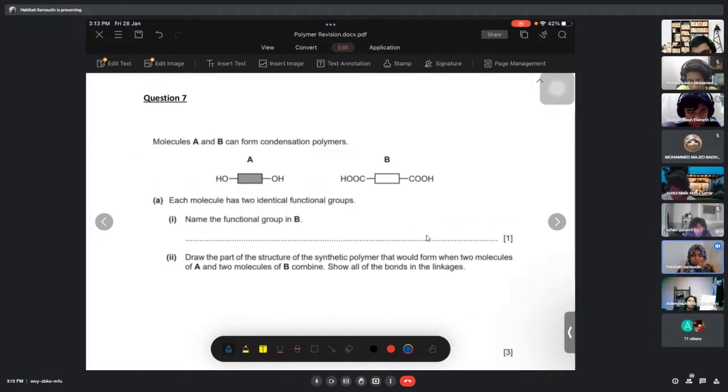No. All right, so let's go to question 7. Molecules A and B can form a condensation polymer. So we have A and B. Each molecule has two identical functional groups. Name the functional group in B.